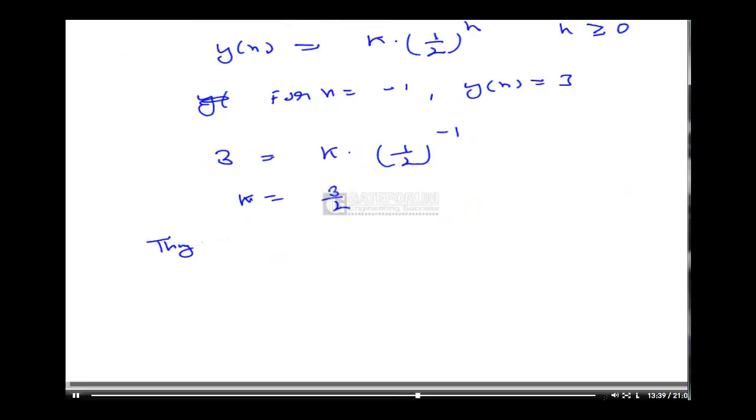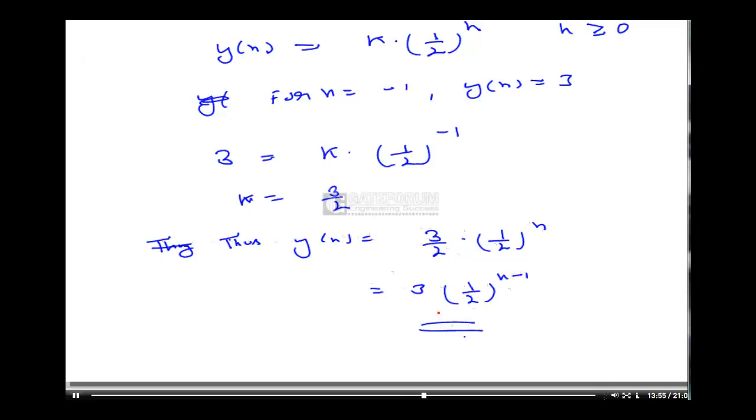Thus y[n] equal to 3/2 times (1/2) to the power n, or 3 times (1/2) to the power n minus 1. Okay, this is the natural response for the given system. So the important thing to remember is, if the natural response is asked in the question, that means input is 0. Putting input as 0, solve the difference equation either using Z transform or discrete time Fourier transform, anything we can use. Z transform is the easiest thing to use.